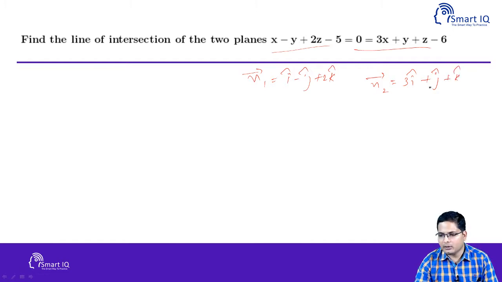So are they parallel? Obviously no. If two planes are parallel, their normals should also be parallel. So that means the planes are intersecting, and two planes always intersect in a line.